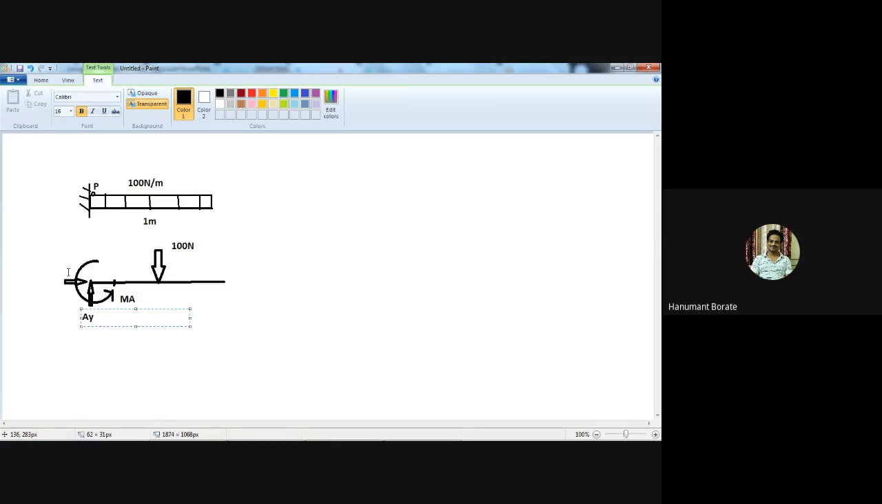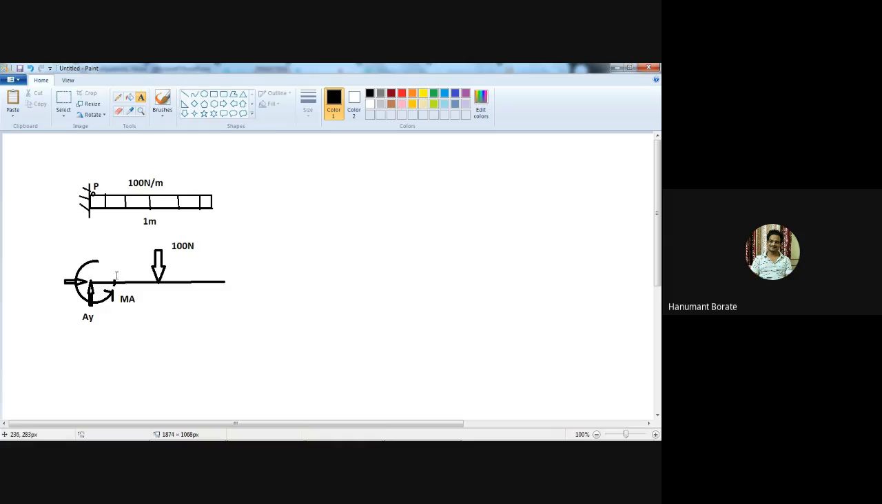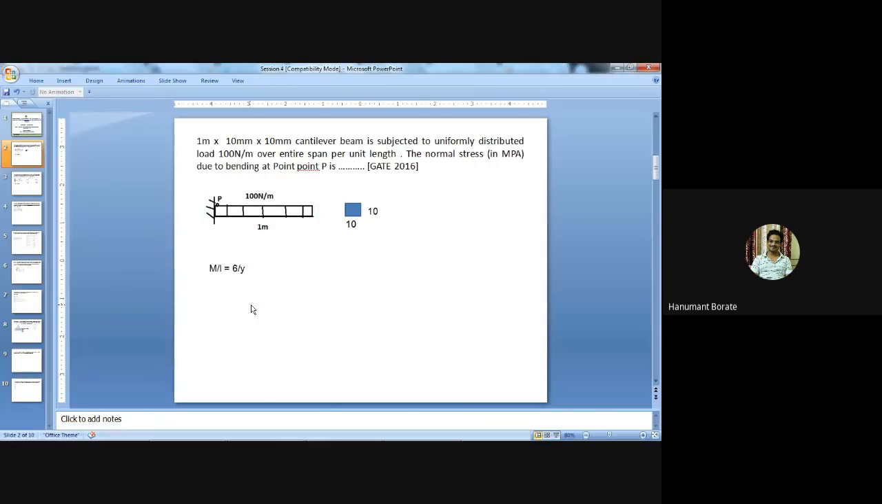We need not calculate the AX force because if we use the equilibrium condition, summation of x equal to 0, the x value is 0. So I will copy this free body diagram for the further calculations.